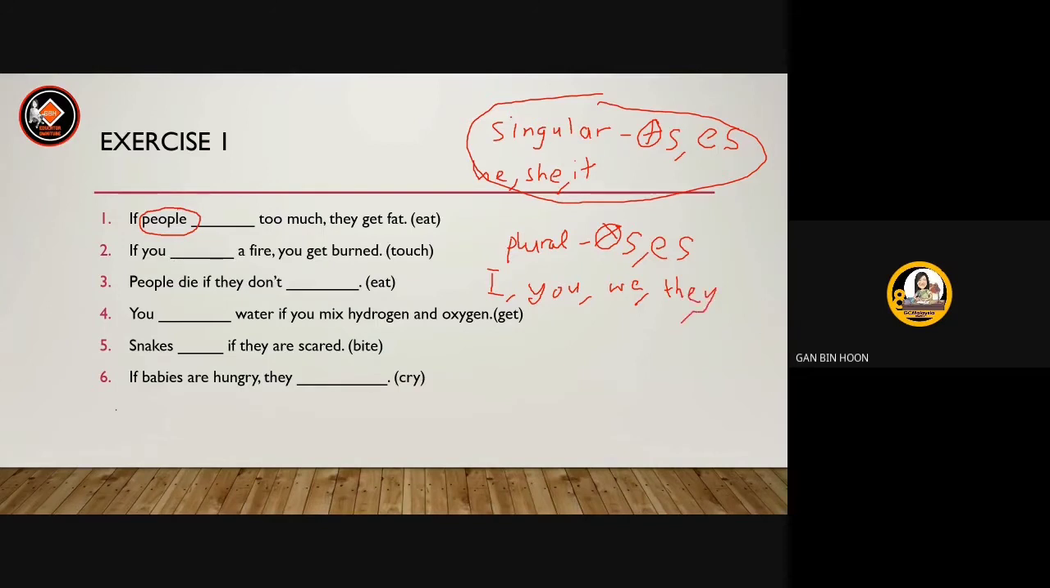Okay, so the first one, let's do the first one. If people, so you know people is plural, right? So too much, then you see the answer here. So the answer will be: if people eat too much, they get fat. They. When there is they, we use get. Okay, so let's do number 2, 3, 4, 5, and 6.